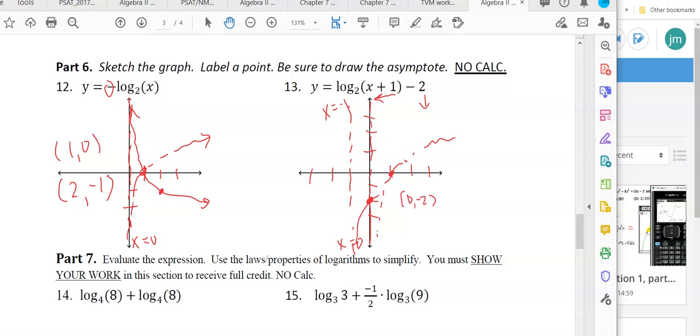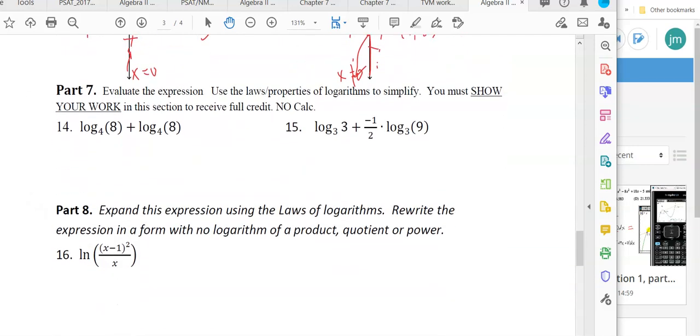I'm just going to plug in 1 and see what happens here. So 1, comma, this would be log base 2 of 2, which is 1. 1 minus 2 is -1. So right, it's going to go actually through that point right there. So it's pretty good. And that gets you your bonus point.